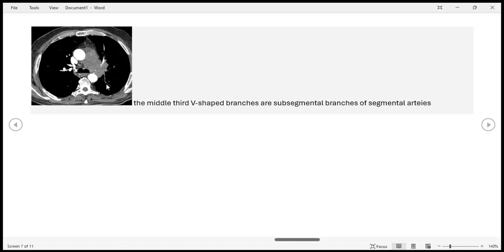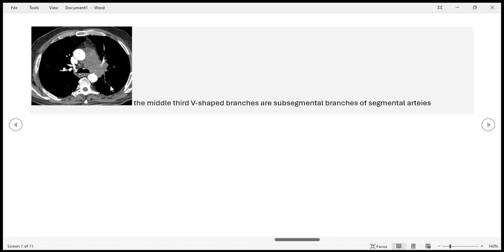Can you see here this one? A V-shaped within the middle third. So this is the subsegmental branch. And this one is the segmental branch. Okay.